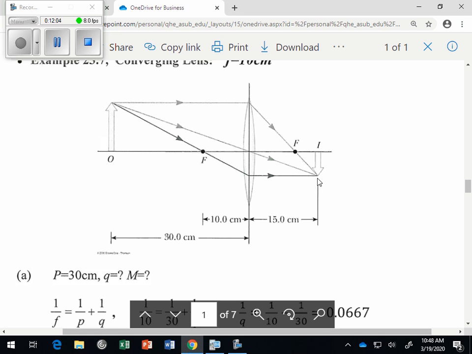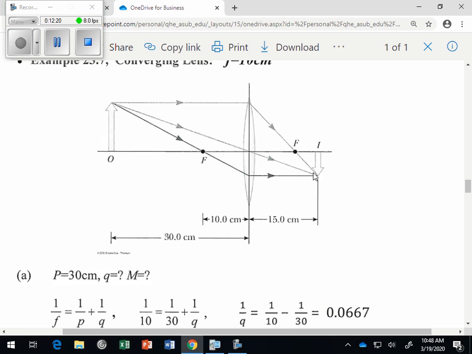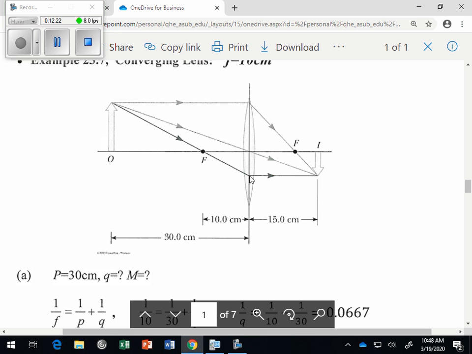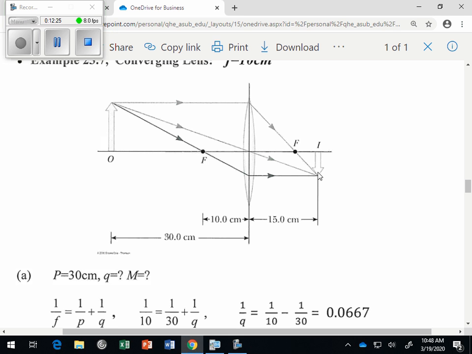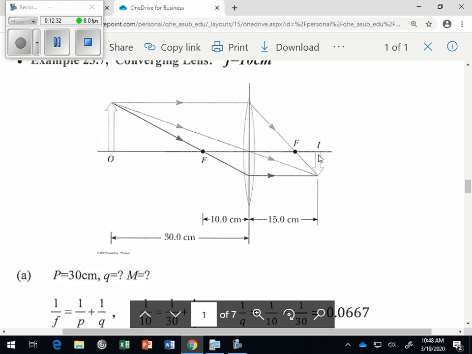So that gives you the image. So let's say this image is going to be upside down. We call it inverted, and it's reduced. See, the object is this high, and the image is smaller. It is real because the image is on the right side, or the back side, of the lens. So on this side, we call the image real.